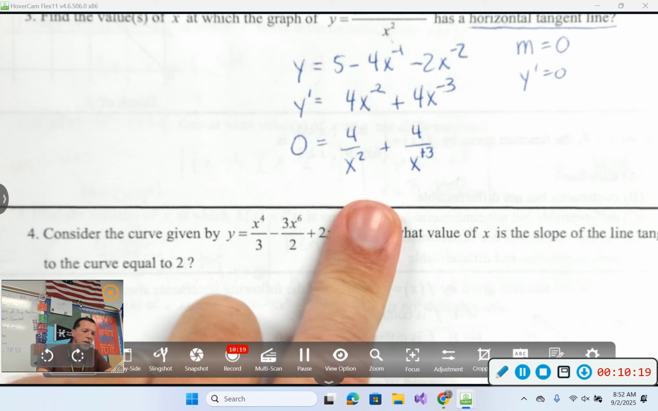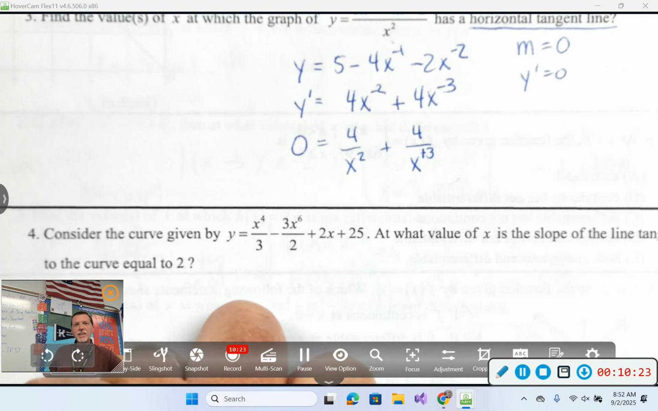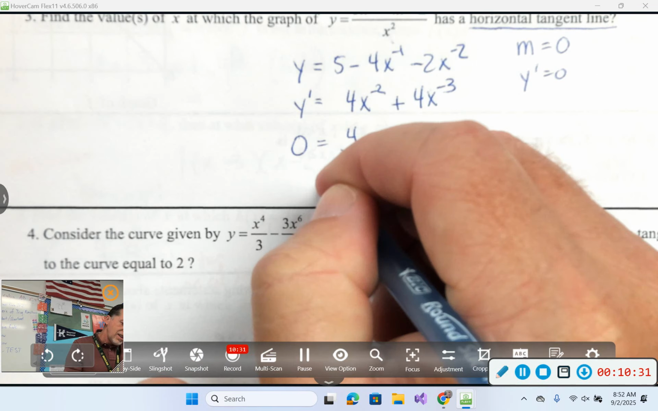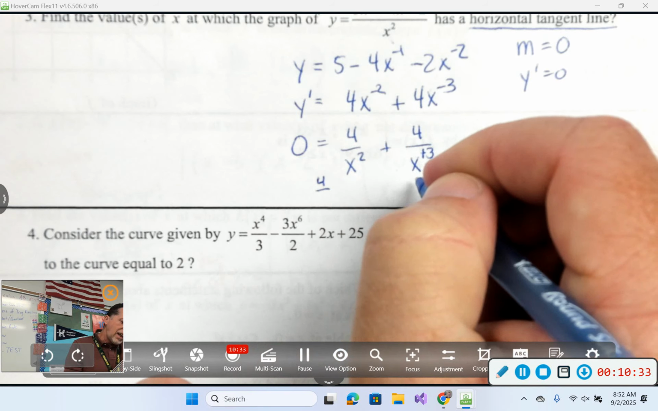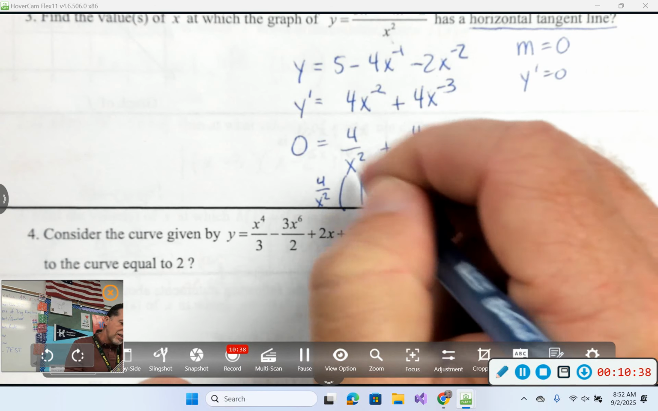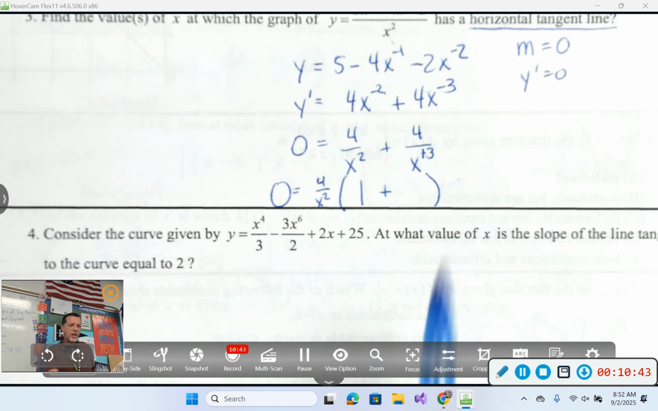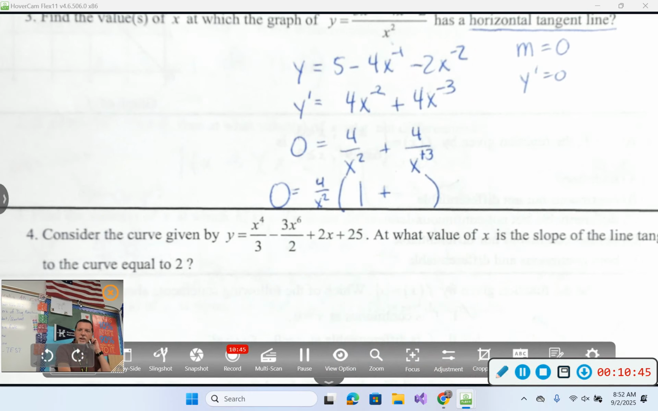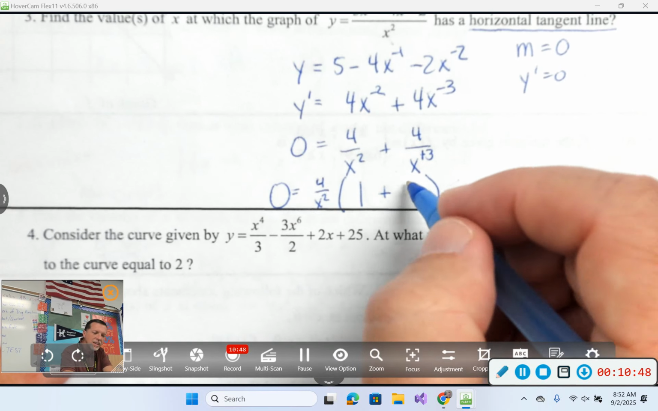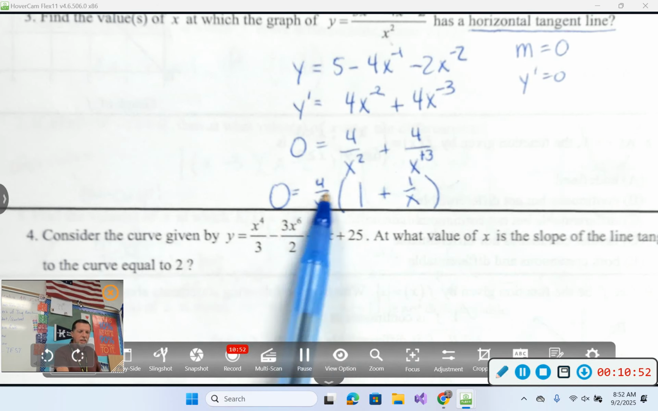Speaking of dealing with them, any idea what we could do to figure this problem out, like algebraically? Factor out 4x or 4 over x squared. Let's try that. So definitely 1 for that first one. What does the second spot become? 1 over x. Okay, this will work.